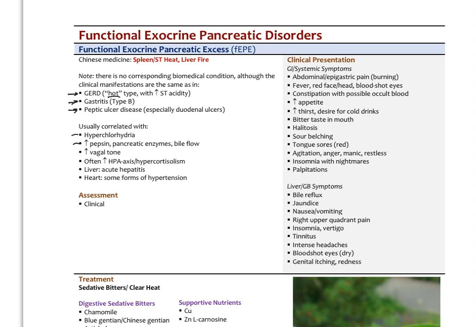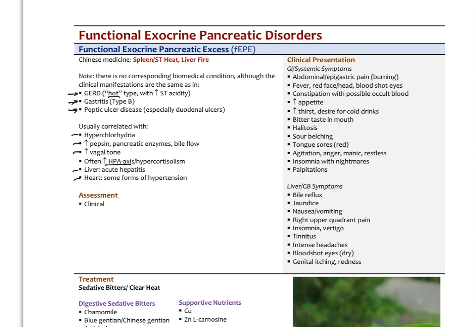Just as a rough estimate, I would estimate that 70, maybe up to 80% of people have the cold type pattern with acid reflux, and then 20 to 30% have the hot type pattern. That's just purely from my own clinical observations. So this would be increased vagal tone, increased potential HPA axis and hypercortisolism, maybe states of acute hepatitis in the liver, usually non-viral, and then some forms of hypertension would all be correlated with this as well.